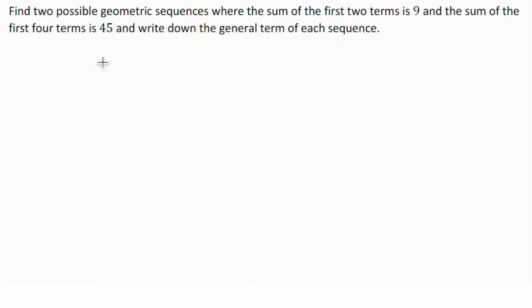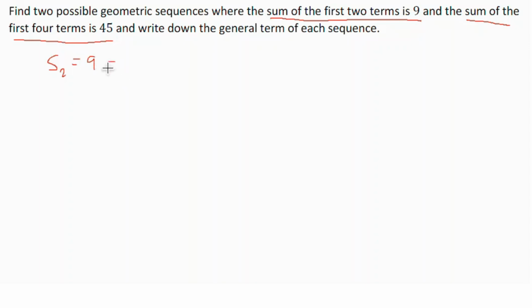Find two possible geometric sequences where the sum of the first two terms is 9 and the sum of the first four terms is 45, and write down the general term of each sequence. So if the sum of the first two terms is 9, that means S2 is equal to 9.